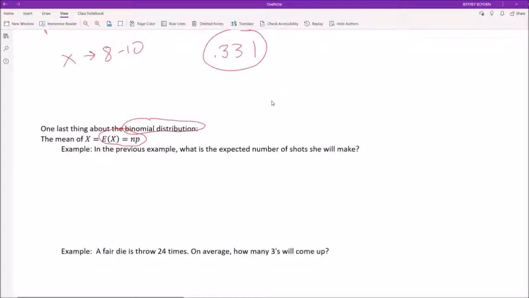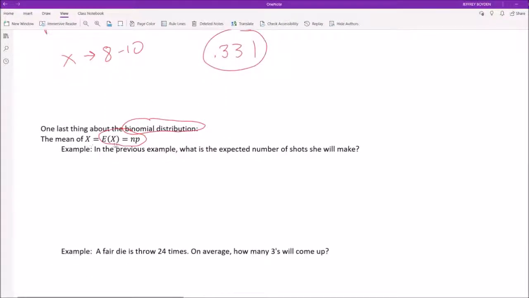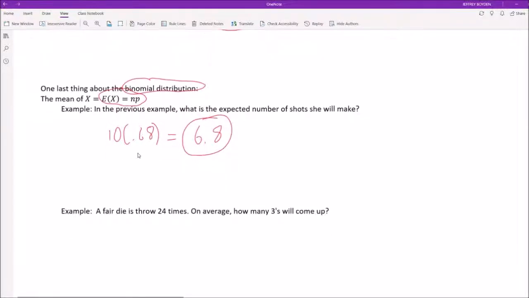Guys, intuitively, I hope you recognize that if she's a 68% shooter and she's shooting 10 shots, she should probably make 6 or 7. But when we say expectation, we're talking about the long run average of many, many, many iterations of this process. So all we do is we take the number of shots times the probability of making a shot. And that tells us that if we did this every day for a long time, on average, she would come out to 6.8 made baskets. Let's do another one so you can get the hang of it.